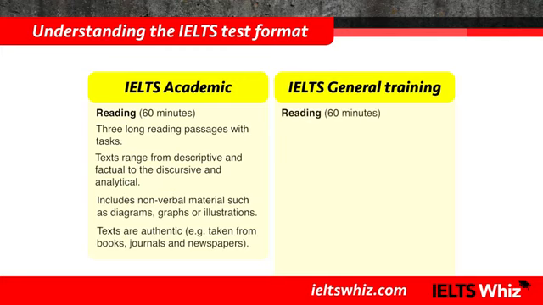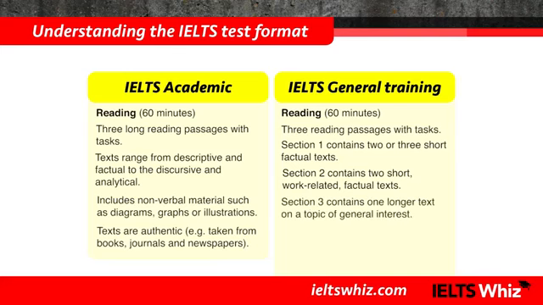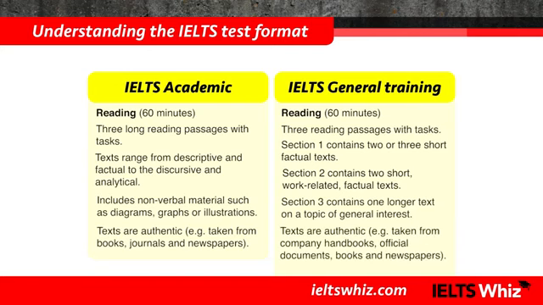The IELTS General Training Reading Test takes 60 minutes, and you will read 3 reading passages with tasks. Section 1 of the test contains 2 or 3 short factual texts. Section 2 contains 2 short work-related factual texts. And Section 3 contains 1 longer text on a topic of general interest. Texts are authentic and have been taken from company handbooks, official documents, books, and newspapers.